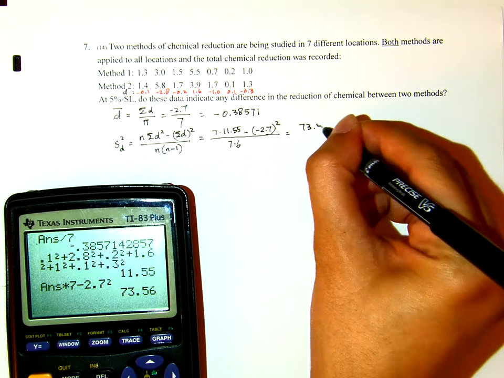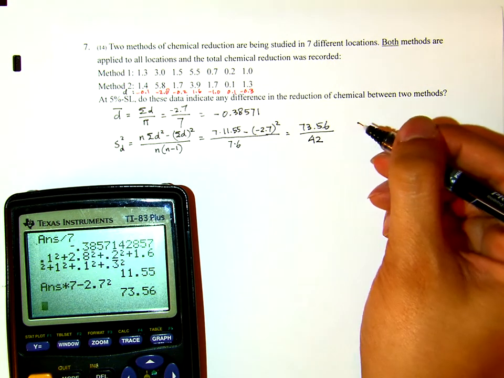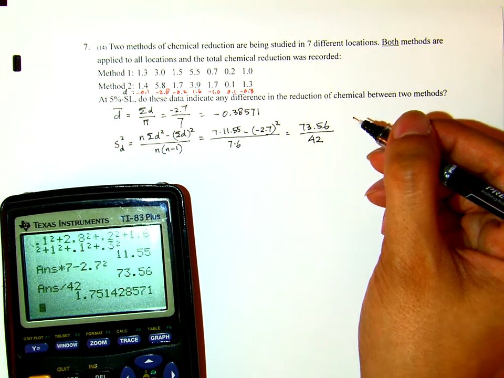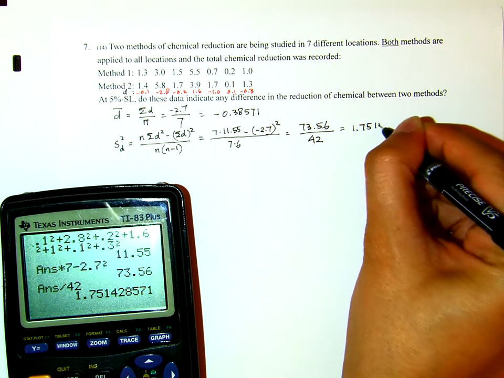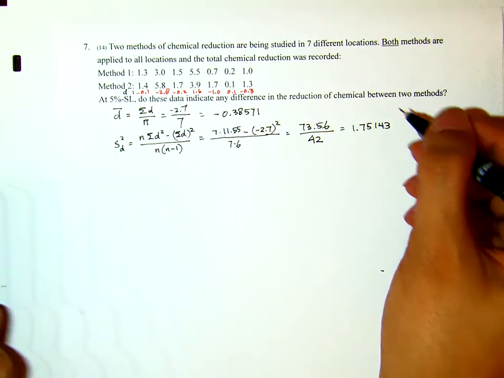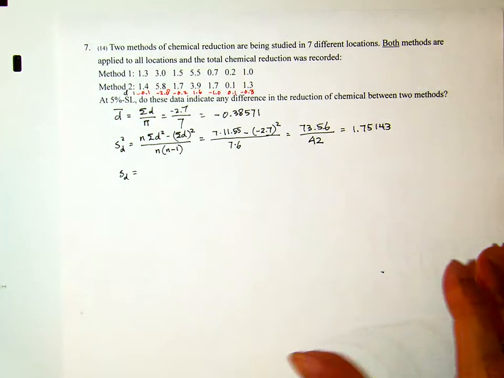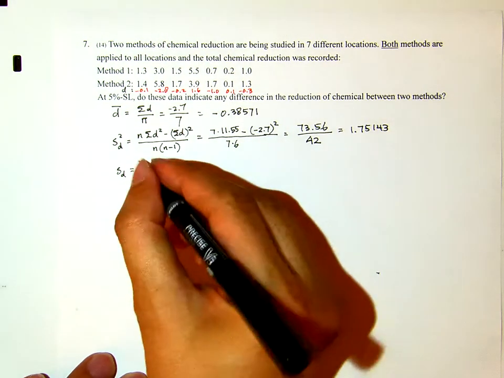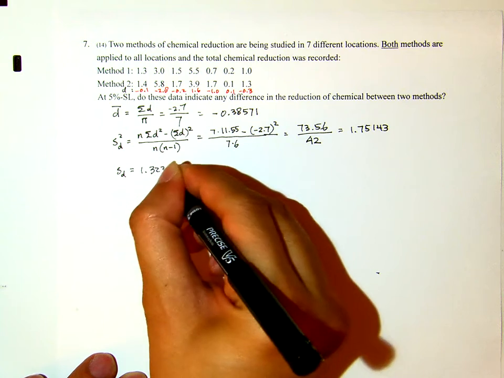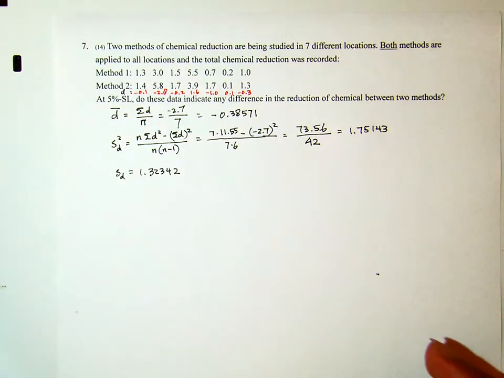Then I get times 7 minus 2.7 squared. That is 73.56 over 42, which equals 1.75143. Therefore, the sample standard deviation of the differences will be the square root of that number. I get 1.32342.